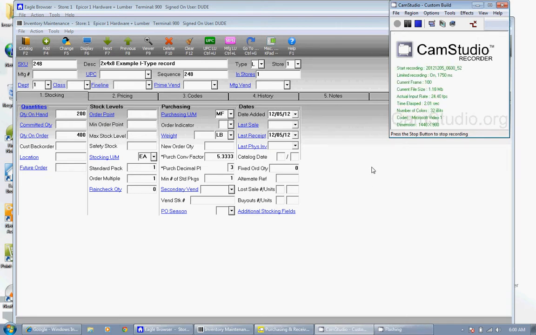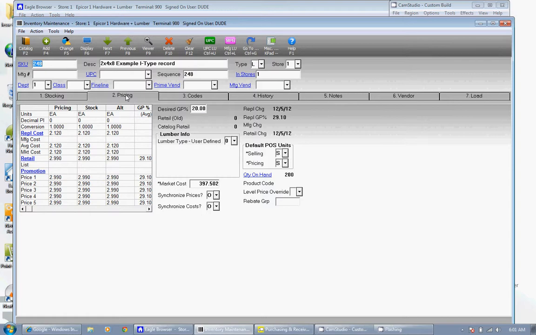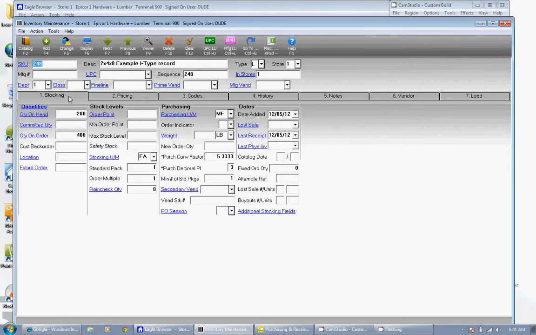Okay, I want to point out something related to L-type records and purchasing and the relationship between the stocking screen information and the pricing screen information. What I want to state first is that the information on the stocking screen has everything to do with purchasing, nothing to do with point of sale, and everything on the pricing tab has to do with point of sale, nothing on purchasing. If you look at my example, I have an example 2x4, 8.